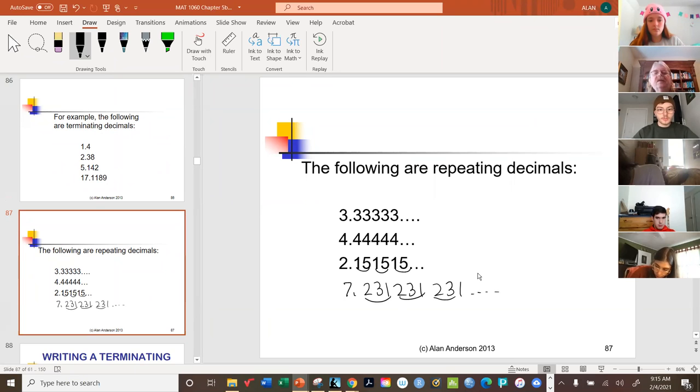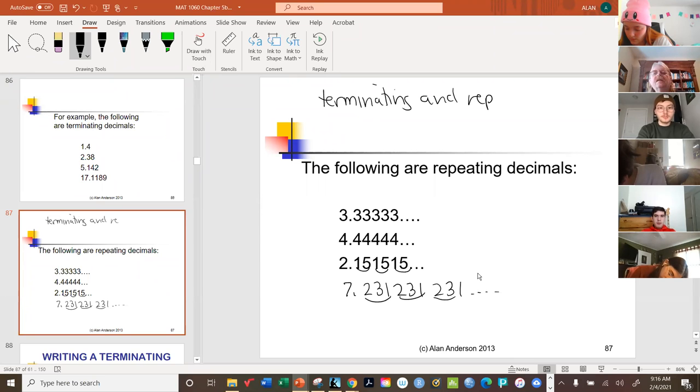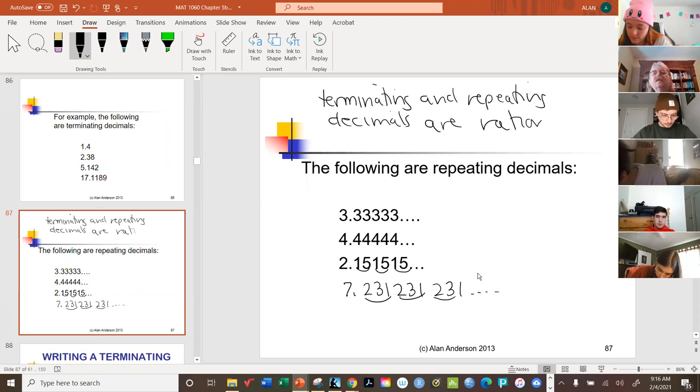Well, why does this matter? Because terminating and repeating decimals are rational. So as soon as you see that a number either is terminating or repeating, we know right away it is a rational number. In spite of the way it appears, all of these are rational numbers. Might not have thought so, but they are. Okay? So that's why this is so important.